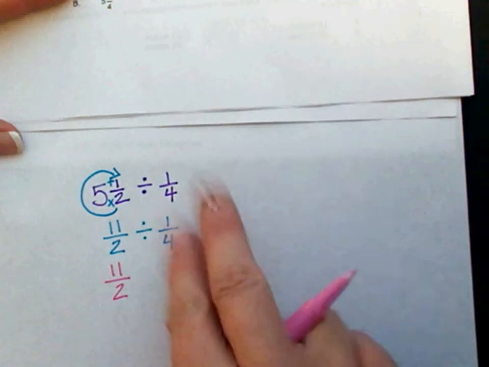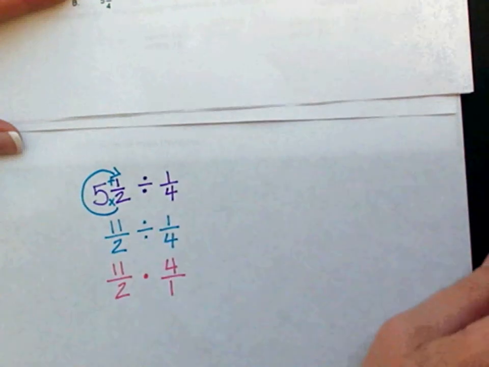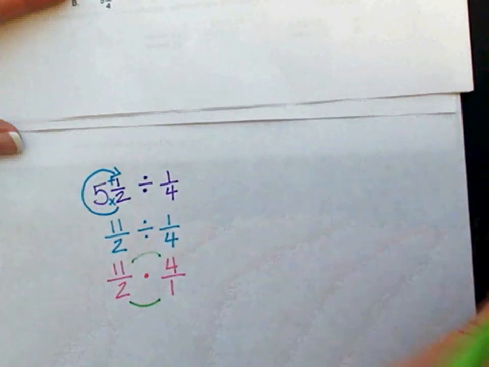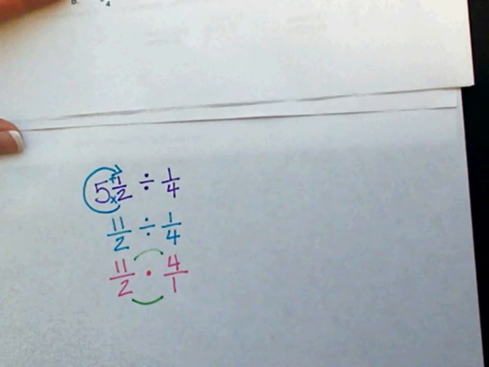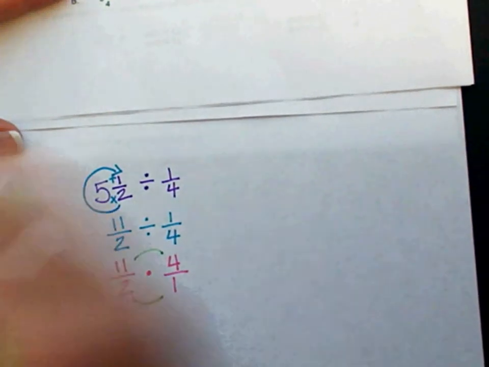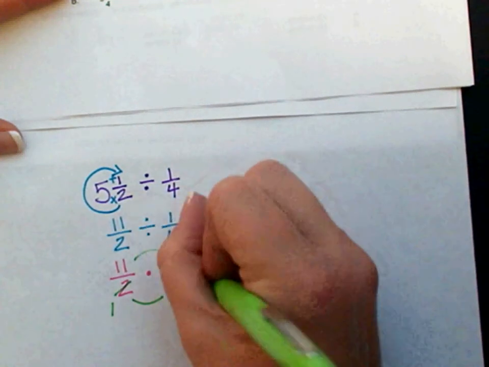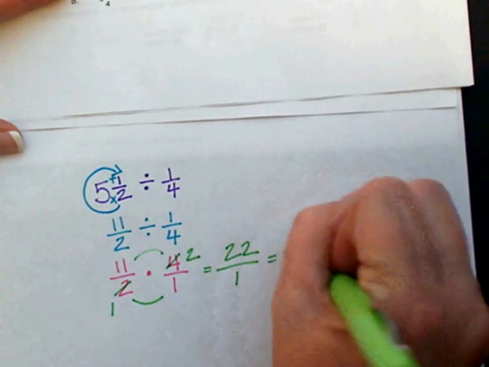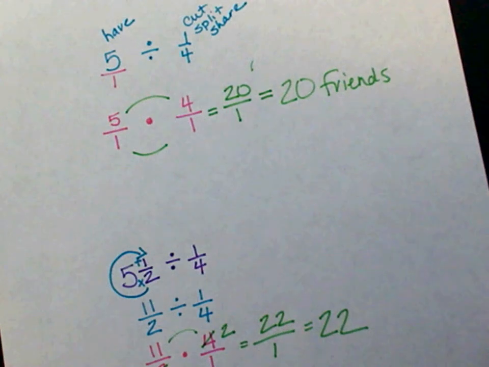Now, I cannot divide. My division rules tell me to leave the first fraction the same, flip the second, and multiply. You're going to multiply the top times the top, bottom times the bottom. Now, one thing we could do is we have been reducing at the end, we can reduce first. 2 goes into 2 once, 2 goes into 4 twice, multiply the top times the top, bottom times the bottom. My answer is 22.